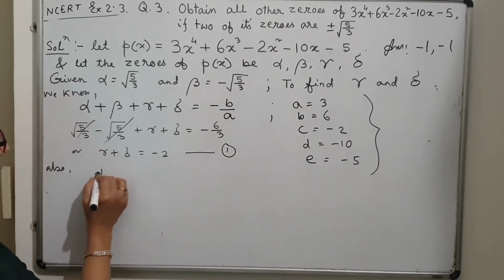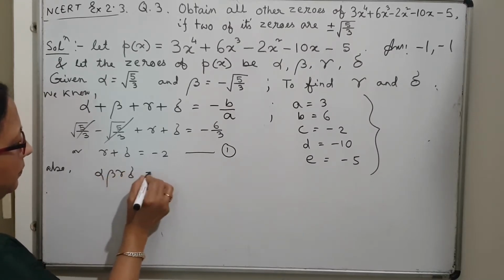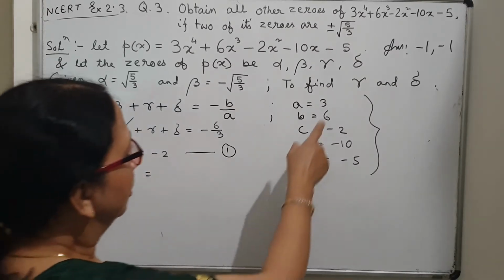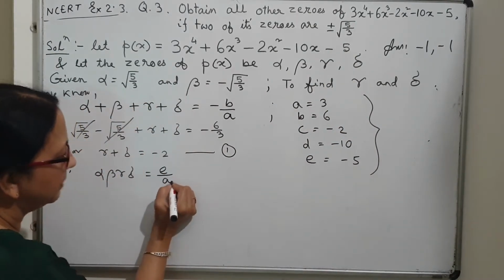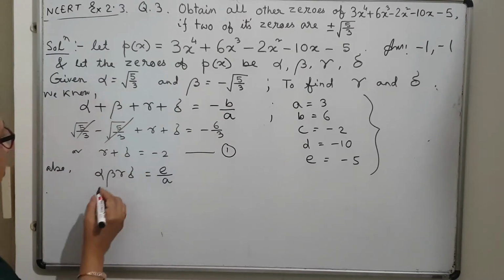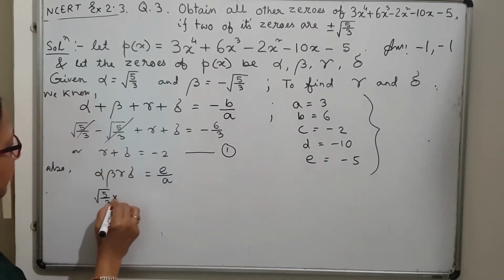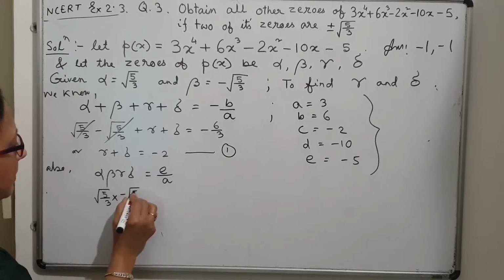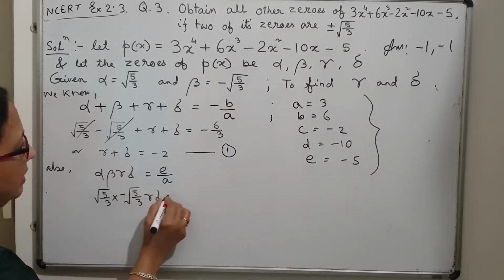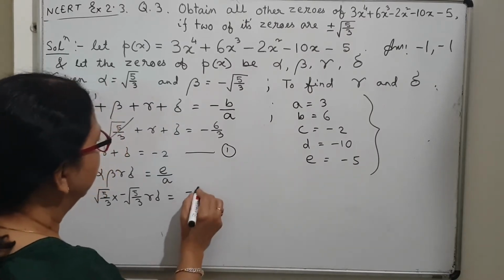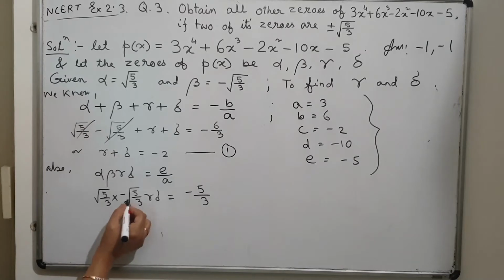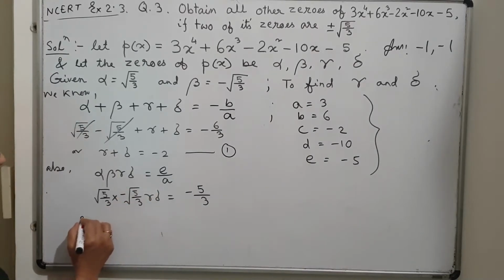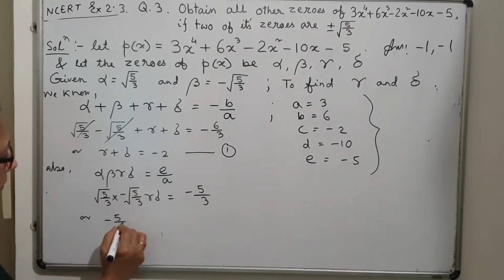You know the product of all the zeros. What is that? Constant, that is E upon coefficient of the highest power term. So alpha is 0 root 5 by 3. Beta is minus root 5 by 3. Gamma delta, what is E? E is 0 minus 5, A is 3. Now this into this, this root sign will go, so minus 5 by 3.